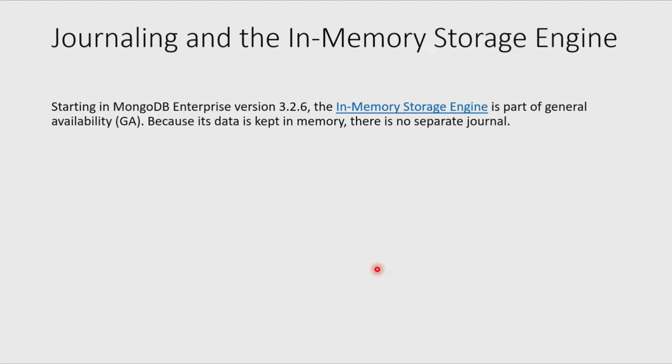So, journaling and the in-memory storage engine. We said that the storage engine works along with the journaling, but that is only possible in the WiredTiger storage engine, where the database files catch up to the snapshot so that the persistent data is written onto the disk, but not in the case of in-memory, because everything is in memory. So journaling is not possible in the in-memory case, and it is not going to create those files.